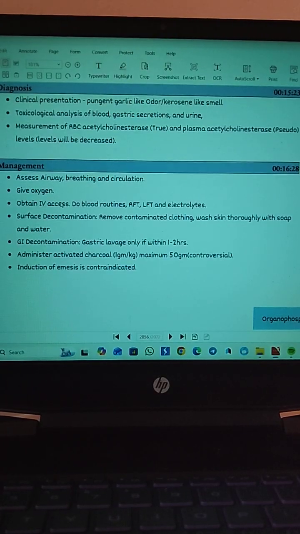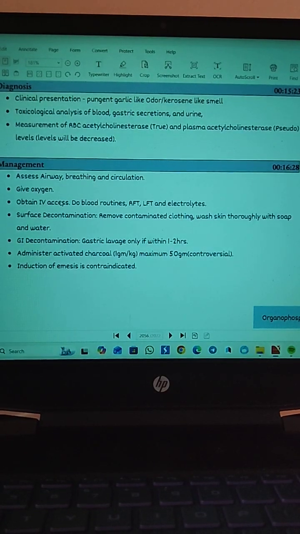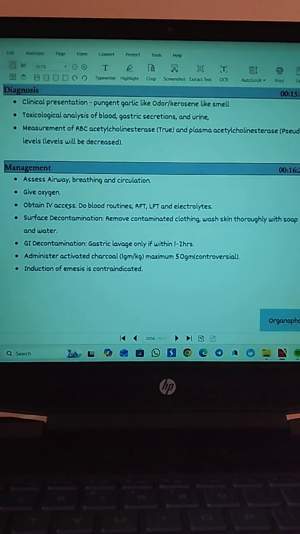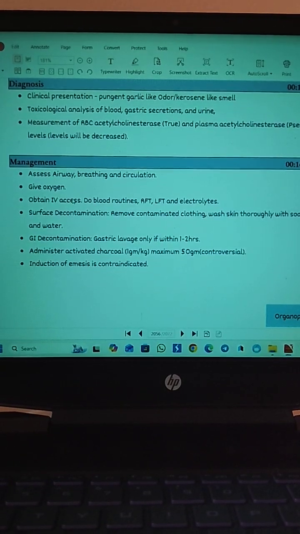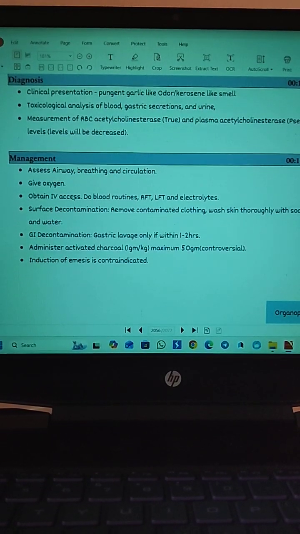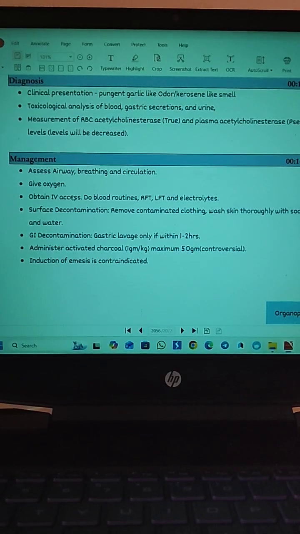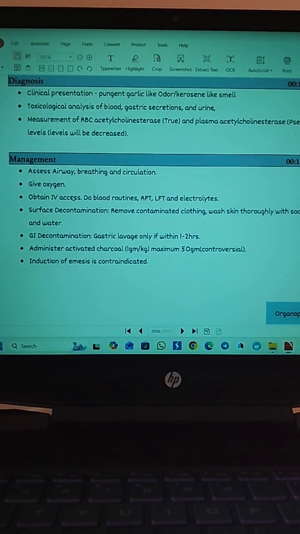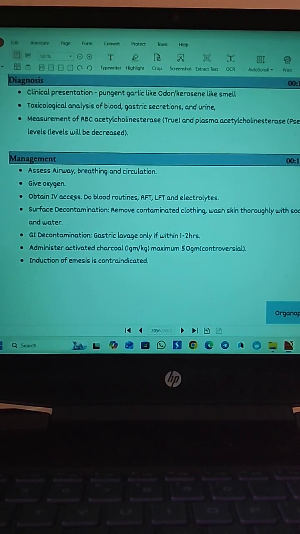That is controversial. So I administer activated charcoal, that is how much? 1 gram per kilogram. Then induction of emesis is contraindicated. Only GI decontamination by gastric lavage, or you can administer activated charcoal.